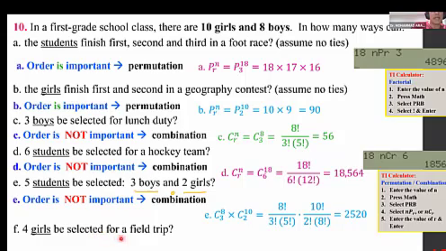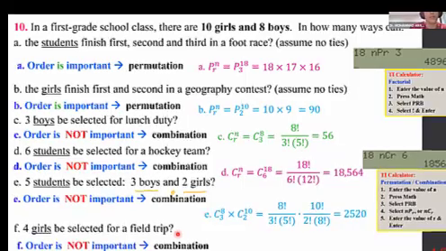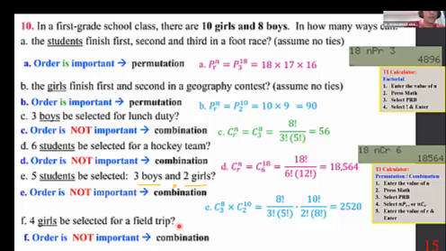4 girls be selected for a field trip. That's all. That means we didn't say anything about the order. Order is not important. It becomes a combination. So we go back and we see n is 10 for girls. So combination of n, choose r, combination of 10, choose 4. And again, you can use a calculator to come up with that. So this page is important. You can distinguish between permutation and combination.